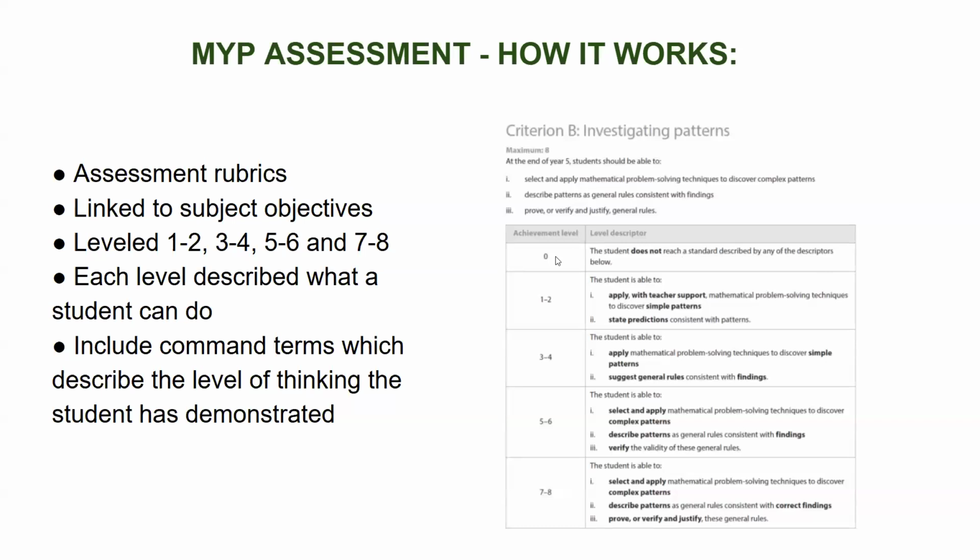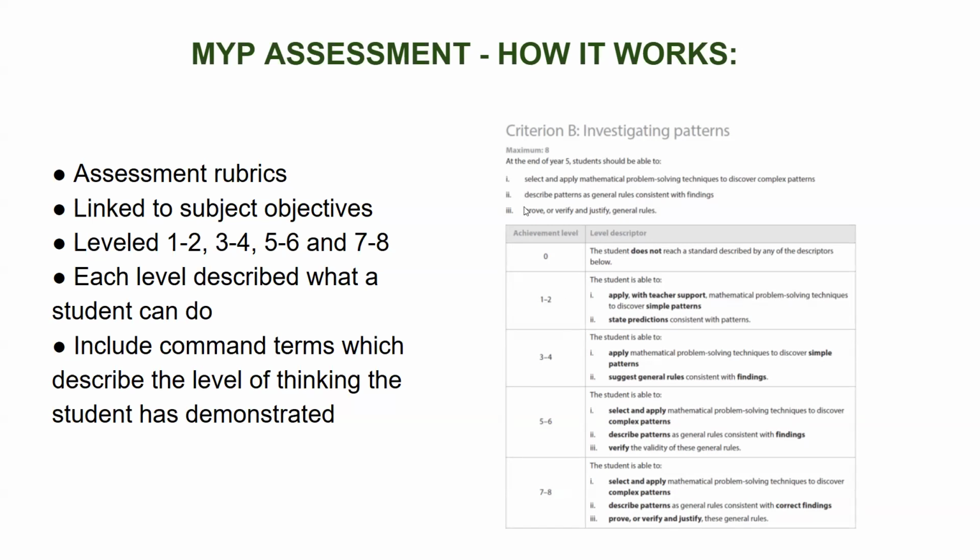And if you see over here in the level descriptor, this is strand 1 and this is strand 2. Strand 1 says apply with teacher support mathematical problem solving techniques to discover simple patterns. And strand 2 is state predictions consistent with patterns. So if a student does only this, then the student may get a 1 or a 2.